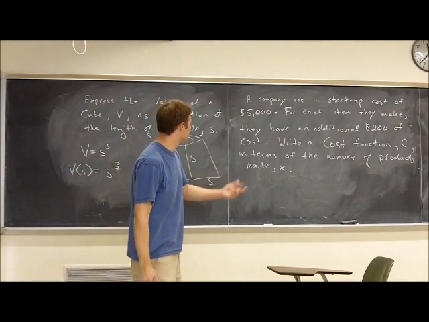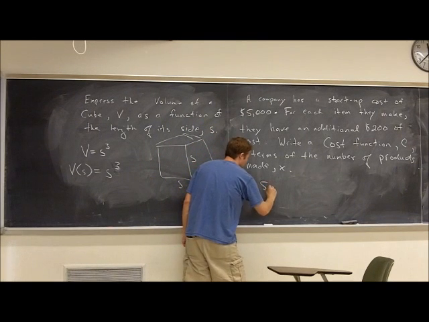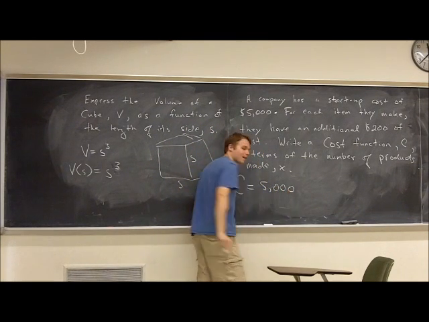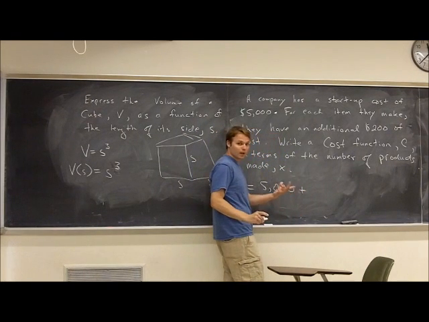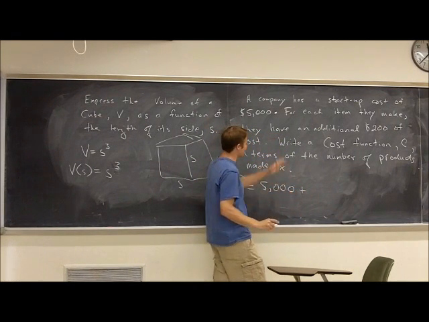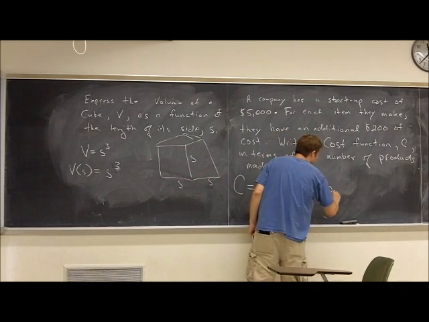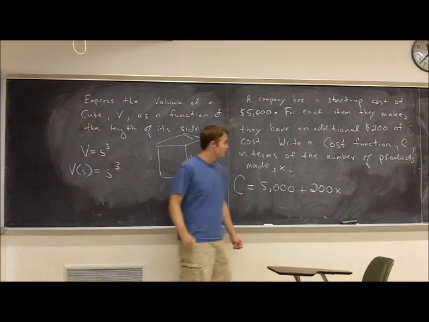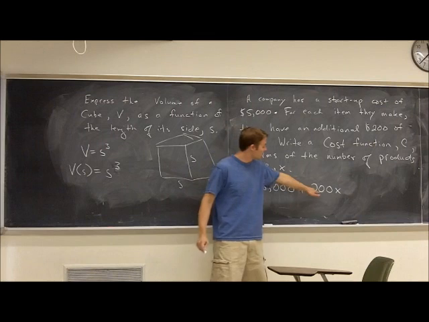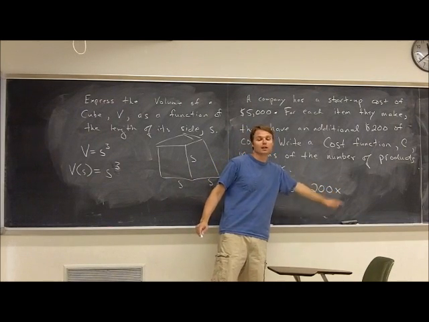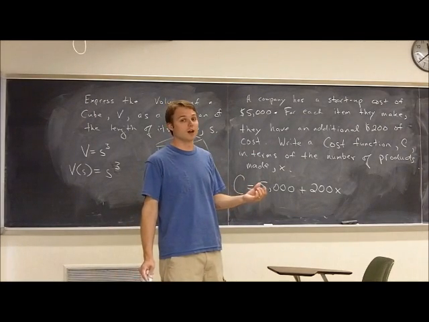product that I make. So, for example, I know that my cost is going to be my startup cost, my $5,000, plus every X of these that I make, I'm going to have to spend $200 per unit. So if I make 5 of them, for example, it would be 5 times $200. So I can write that the cost was the initial cost of $5,000 plus $200 times every X, every number of the objects that I make.